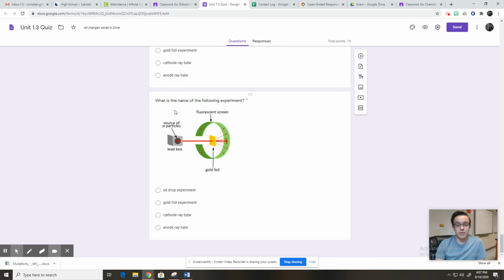What is the name of the following experiment shown here? Here you have a source of alpha particles in a lead box, a fluorescent screen, and the alpha particles being shot through the gold foil. Is this the oil drop experiment, the gold foil experiment, the cathode ray tube, or the anode ray tube?